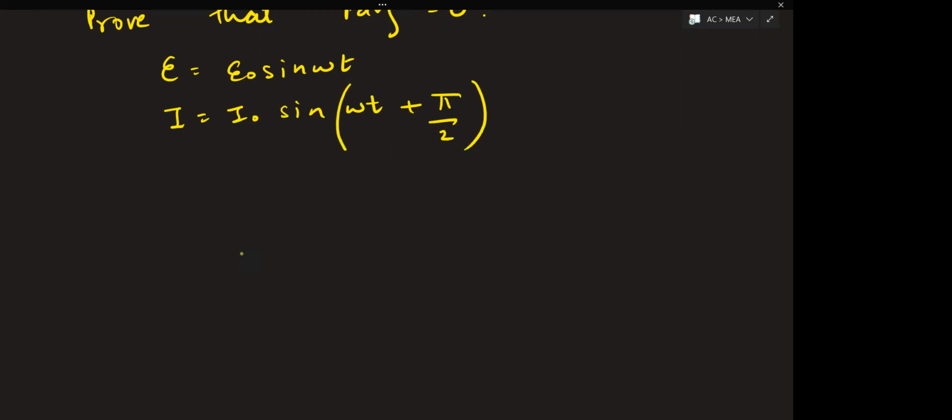For a pure capacitor, E will be equal to E naught sine omega t. Here current leads in the case of a capacitor. So this becomes I naught sine omega t plus pi by 2, or I can write this as I naught cos omega t. So this is E naught sine omega t, and this is I naught cos omega t.